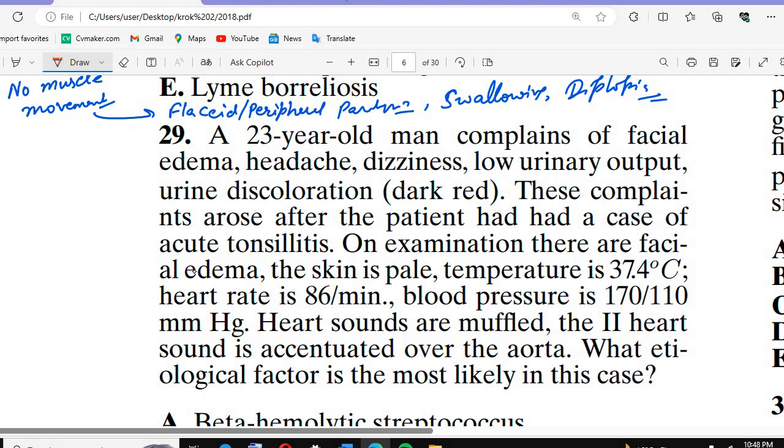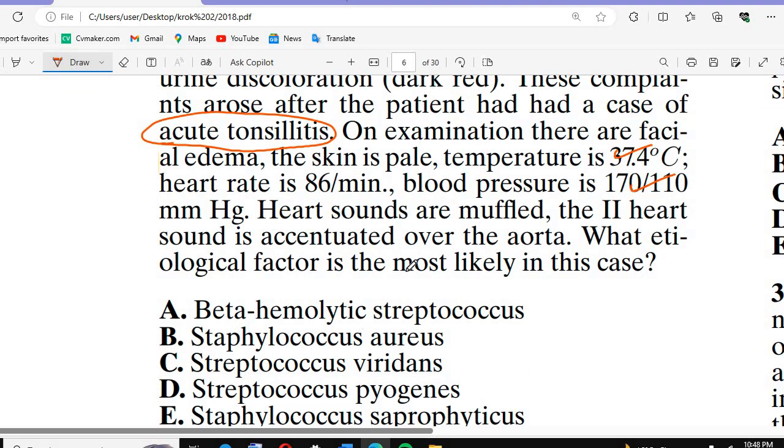Question number 29. A 23-year-old man complained of facial edema, headache, dizziness, low urinary output, and dark red urine discoloration. These complaints arose after the patient had a case of acute tonsillitis. On examination, there is facial edema, the skin is pale, the temperature is 37, and the second heart sound is accentuated over the aorta. What is the etiological factor in this?